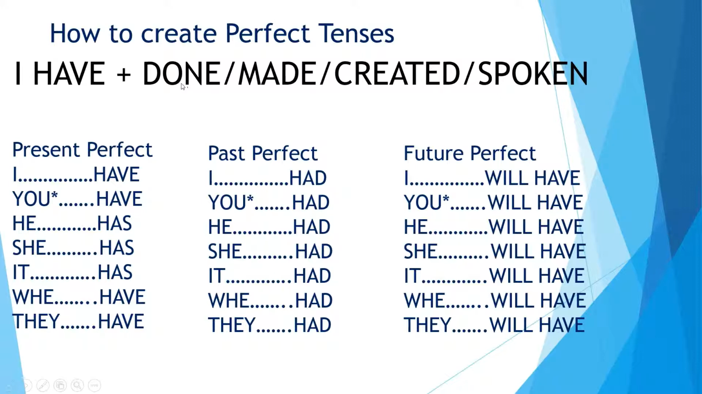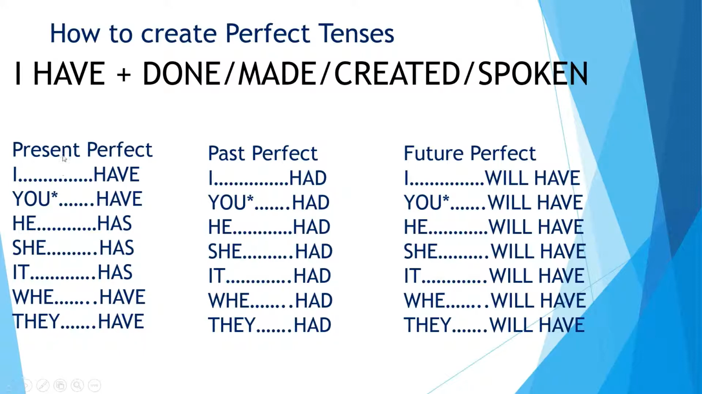For example, this is the past participle of do. Made is the past participle of make. Created is the past participle of create, and spoken is the past participle of speak. So here is the conjugation: present perfect, I have, you have, he has.